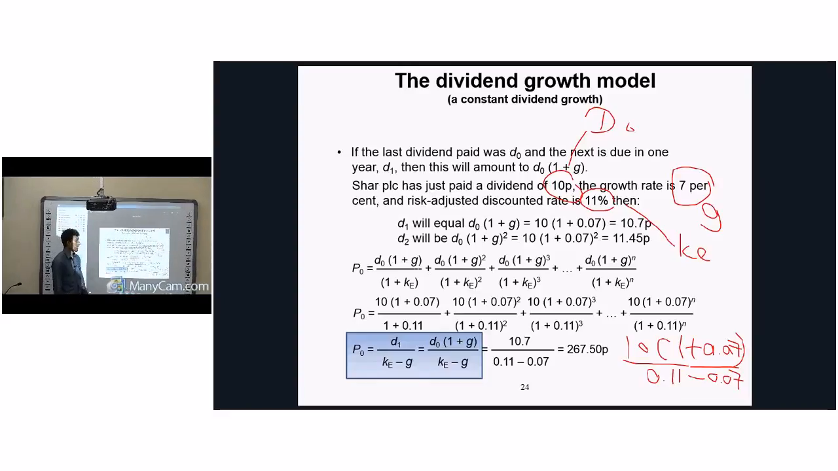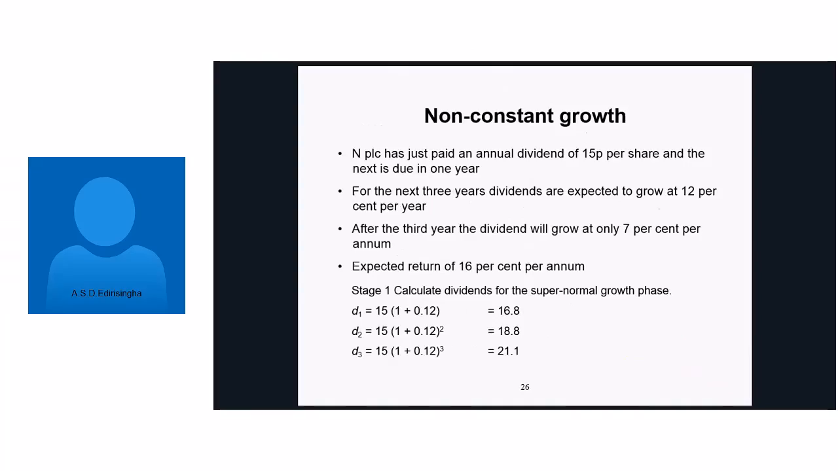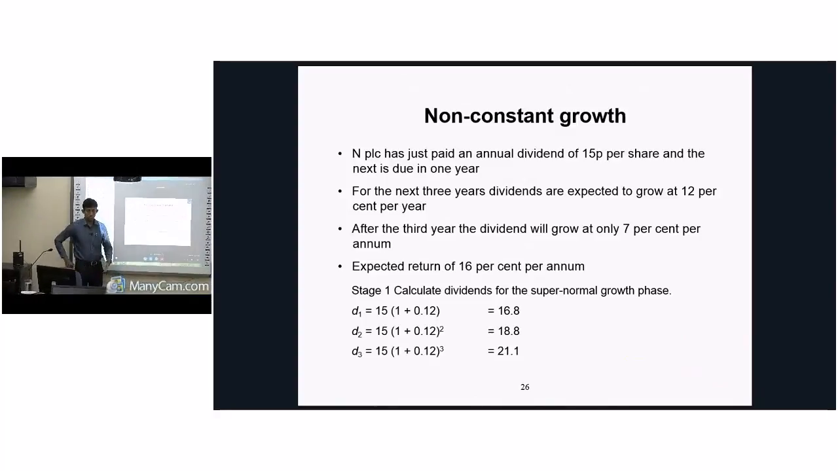Right. So basically, this is the situation where we have the constant dividend growth rate. Okay, let's think about a situation where we don't have a constant growth rate. So this situation is a non-constant growth. So we'll take an example.